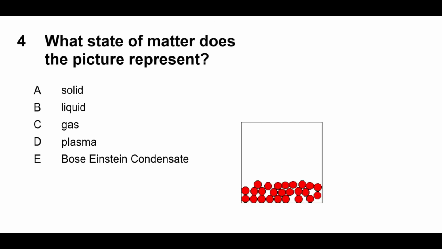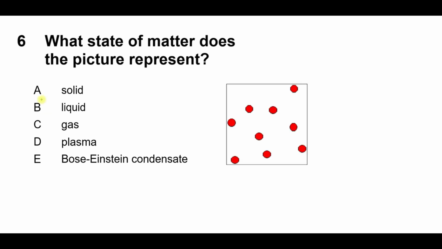What state of matter does this picture represent? Because there are some spaces here, I'm going to call this a liquid. Here, there is no definite structure. The particles are spread out, fill the entire space, so I'm going to call that a gas.